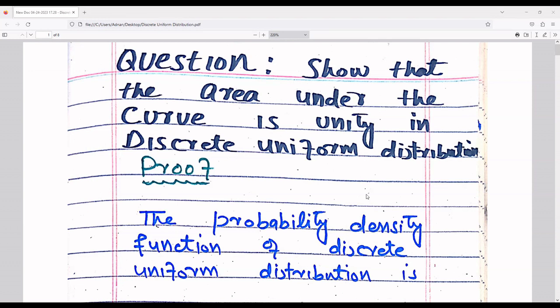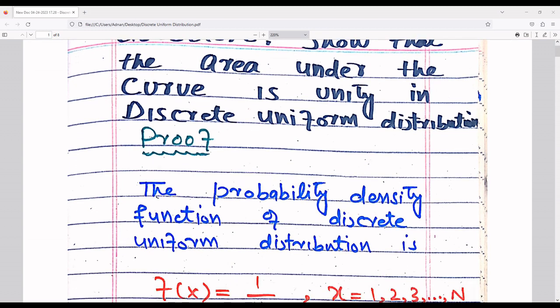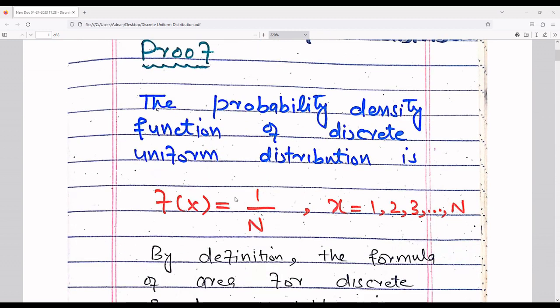In this video we solve a question about the area under the curve being unity in the discrete uniform distribution. So let's start. The probability density function of the discrete uniform distribution is f of x equals 1 over capital N. 1 over capital N is the probability density function which we need to sum to find the area, and the range of x is 1 to capital N.